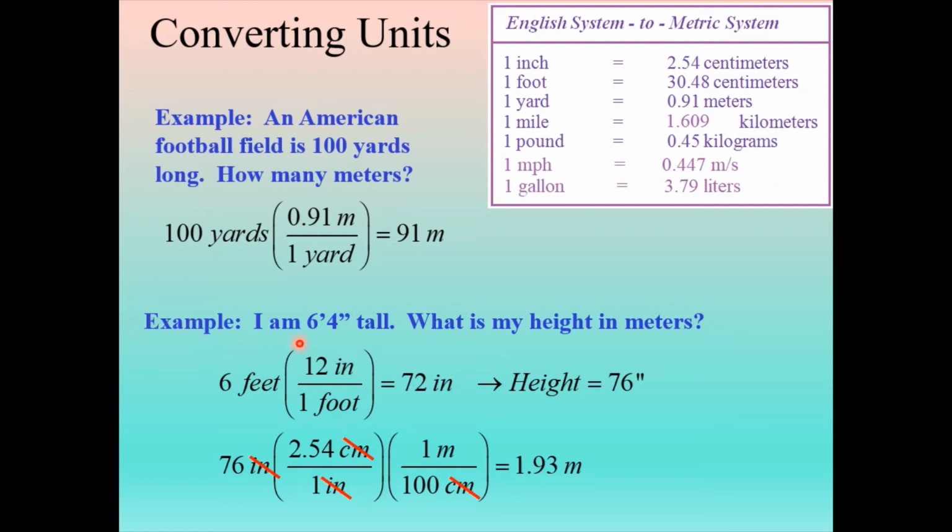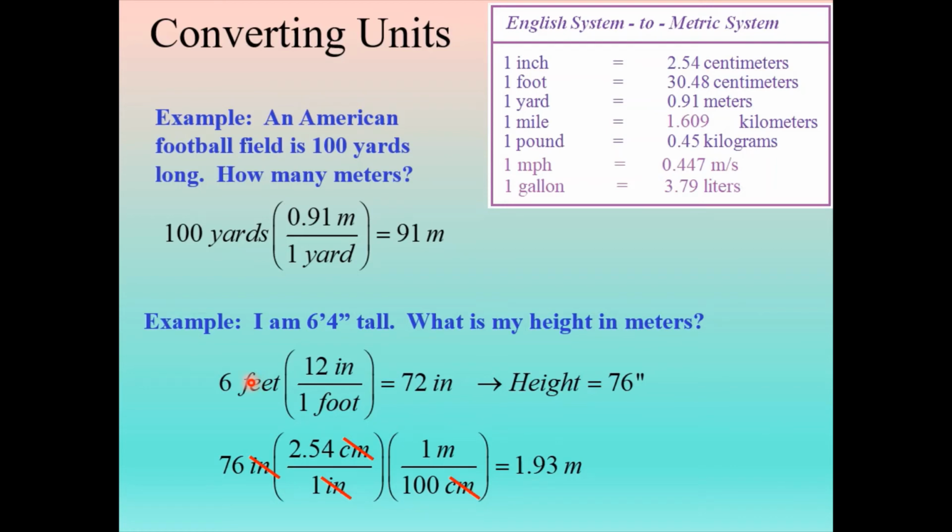I'm 6'4". So what is my height in meters? So the first thing we're going to do is figure out how many inches of height I have. So let's do the feet first. So 6 feet, technically what we're doing here is we're going to multiply 6 feet by 12 inches per foot. Now that's not in the table here, but that's something I'm sure you know.